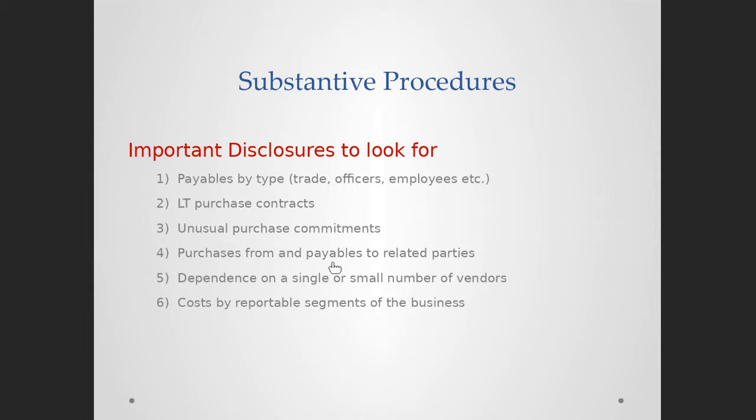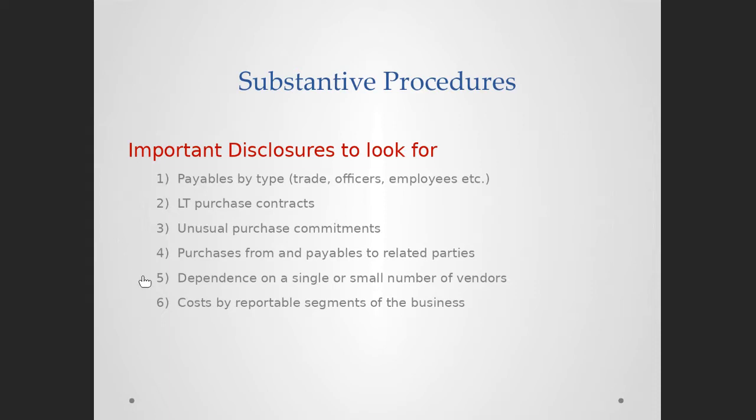Similarly, purchases from and payables to related parties. So here, if there is an accounts payable to a related party, meaning the company has a subsidiary, or the company has a supplier who is a relative of the CEO or a relative of the president of the company, those are related party transactions. Those should be disclosed in the footnote disclosure, so that investors know that there is related party transaction going on.